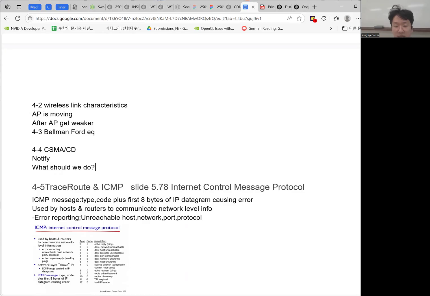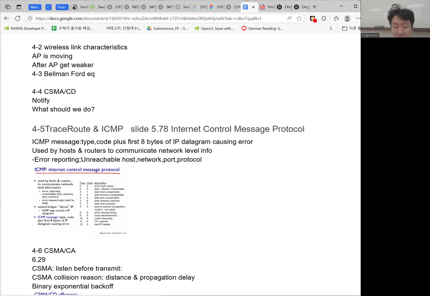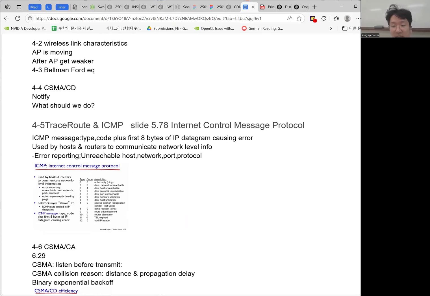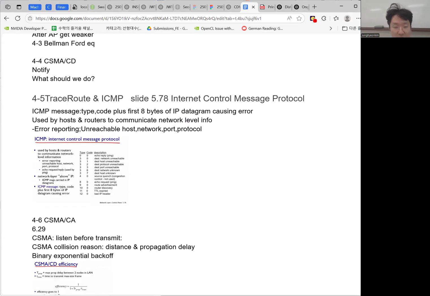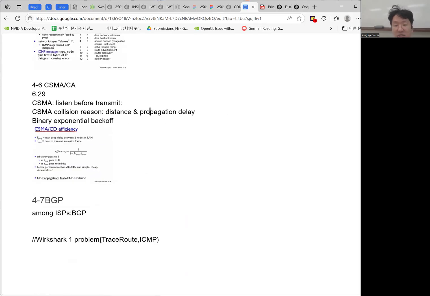Traceroute and ICMP: type and code plus the first 8 bytes of the IP datagram causing the error, used by hosts and routers to communicate network-level information. Error reporting exists. CSMA/CD efficiency: basically because of propagation delay, there is binary exponential backoff and other things that we can do.